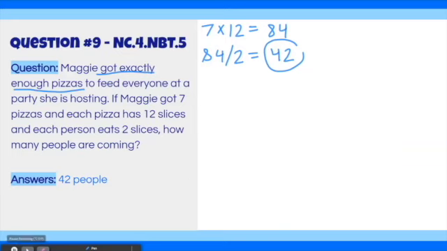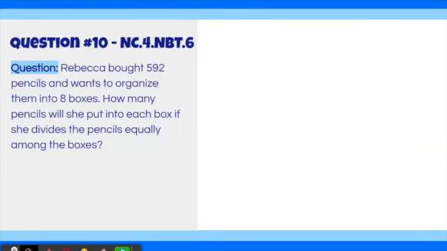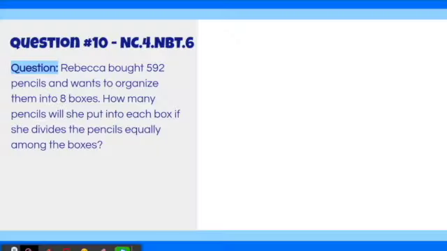Okay, on to the next question. Question number 10. Rebecca bought 592 pencils and wants to organize them into 8 boxes. How many pencils will she put into each box if she divides the pencils equally among the boxes? Okay, go ahead and pause the video here if you need more time to figure this question out. The answer to this question is 74 pencils.